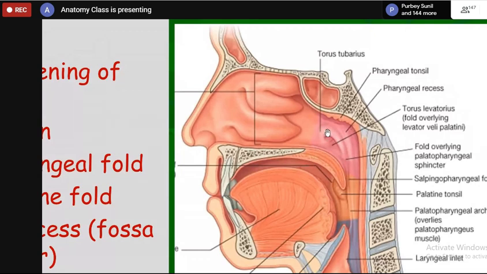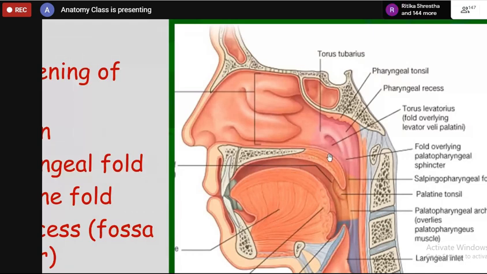Now can you see the fold? One fold is passing towards the pharynx and one fold is going towards the soft palate. Now that fold which is going towards the pharynx is known as the salpingopharyngeal fold. And this fold which is going towards the palate from the tube, salpingo, palate, is going to the palate.